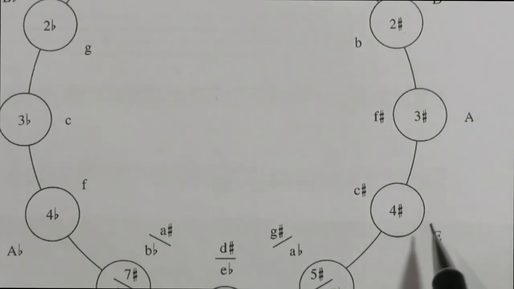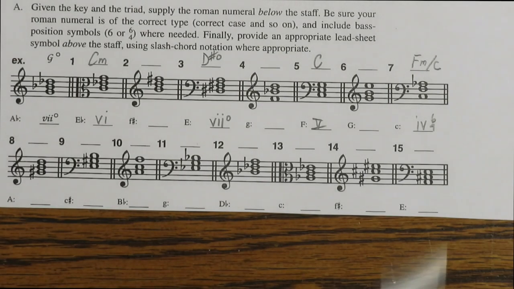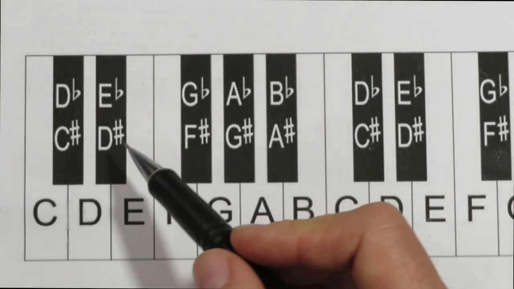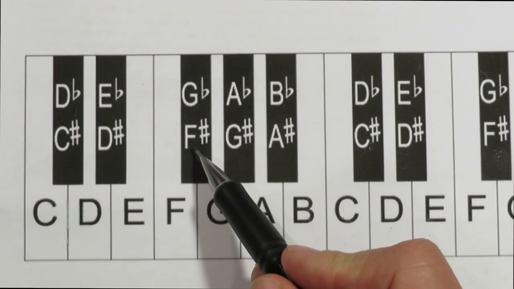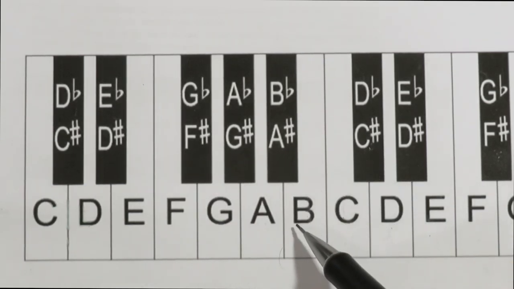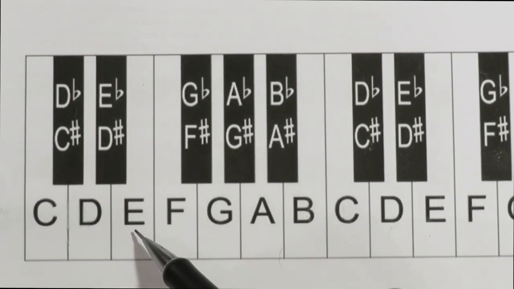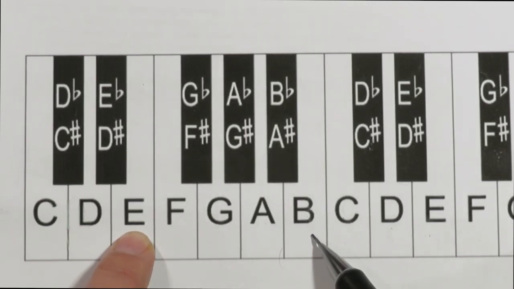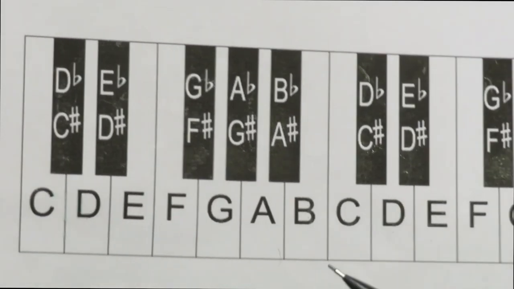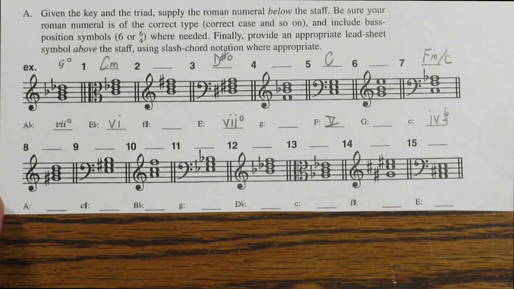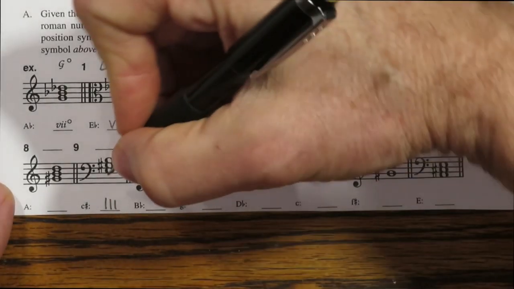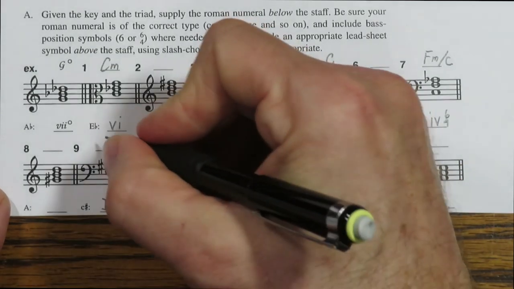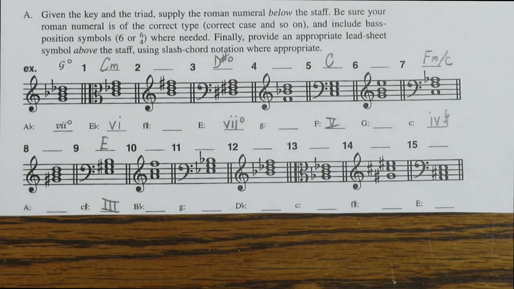So, C sharp minor would be C sharp, D sharp, E, F sharp, G sharp, A, B, C sharp. Okay, so the E major chord is the 1-2-3 chord, E, G sharp, B. Okay, so the 3 chord in a minor key is major. So we would put the uppercase Roman numeral. No inversion is needed. Lead sheet as E. And we're done.